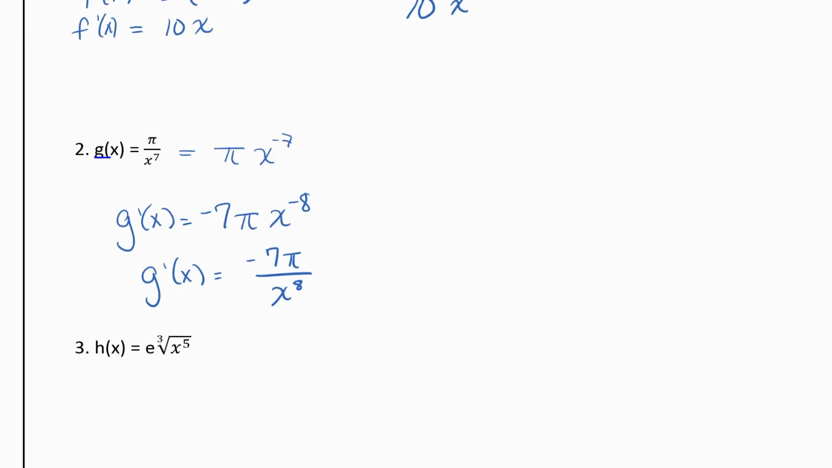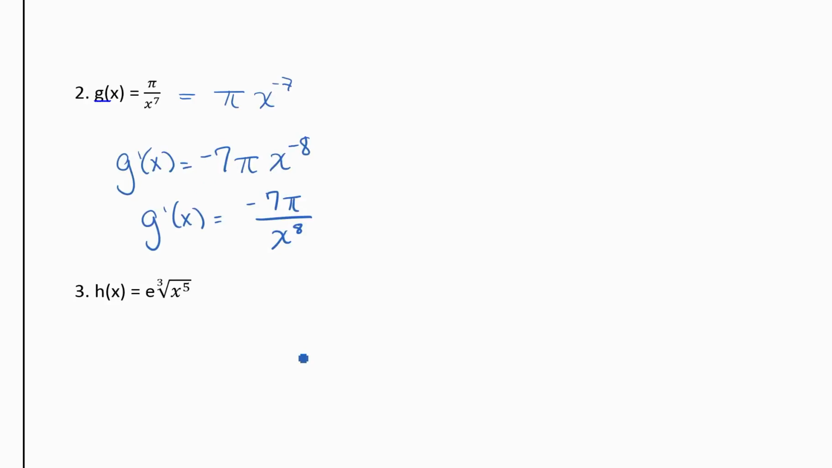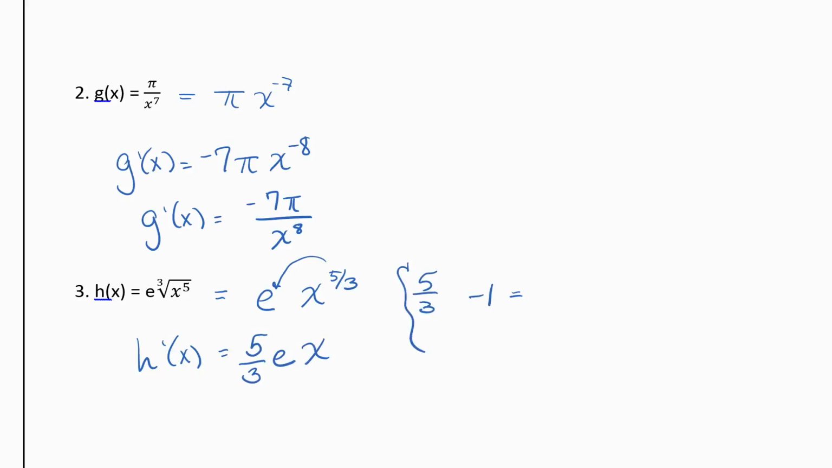Okay, and then h of x here we have e times the cube root of x to the 5th. So first I'm going to write this as e times x to the 5/3, which is how we would write that root. So to find the derivative, we would take the 5/3 times e, so we can write it as 5/3 times e. And then for x, we would subtract 1 from 5/3. So 5/3 minus 1 is the same thing as, this is just off to the side, 5/3 minus 3/3. So we get 2/3.